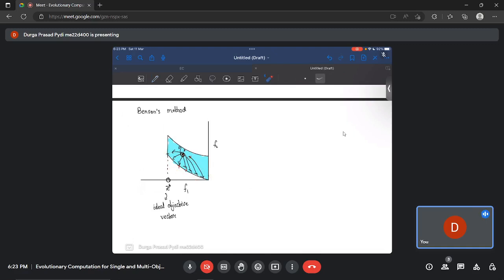This is another approach called Benson's method, but the problem here is how do you know which point to choose within the feasible region. The problem is very sensitive to that, so we usually do not encourage using this.